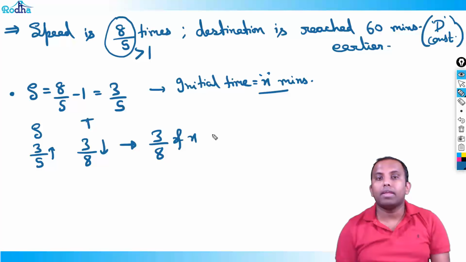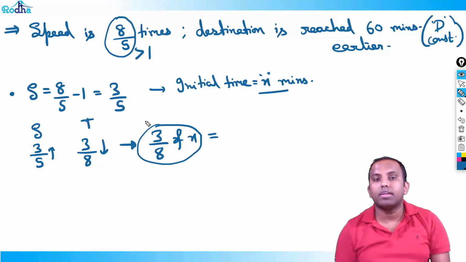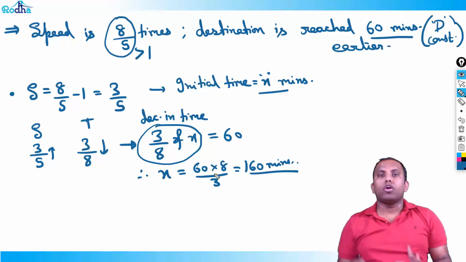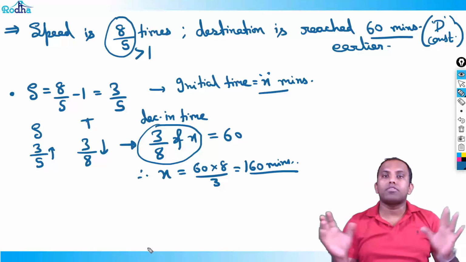And 3 by 8 of x, that is the decrease in time, and the decrease in time is actually equal to 60. Therefore, x is equal to 60 into 8 by 3. That is 160 minutes. Beautiful concept. Just gather this concept together.